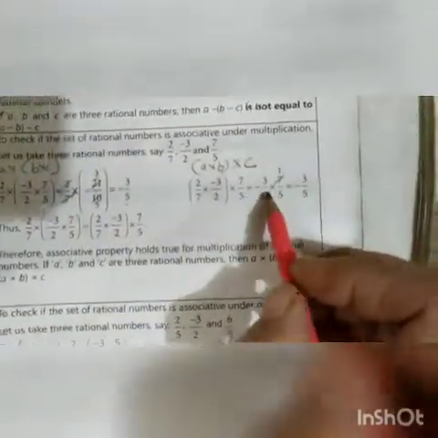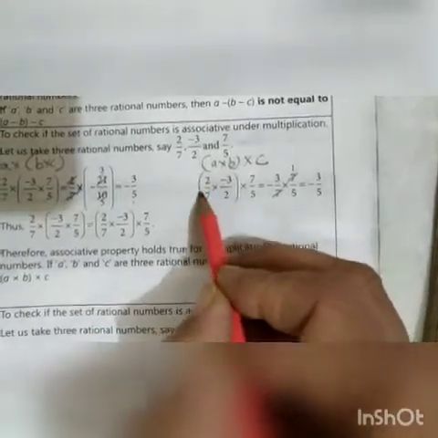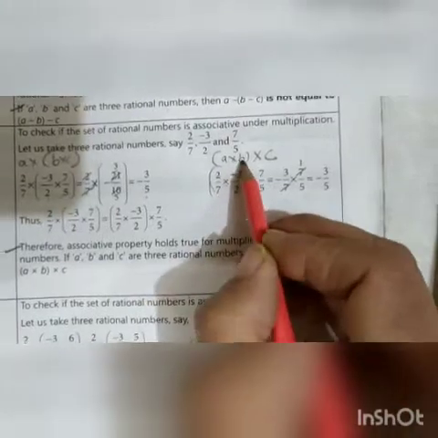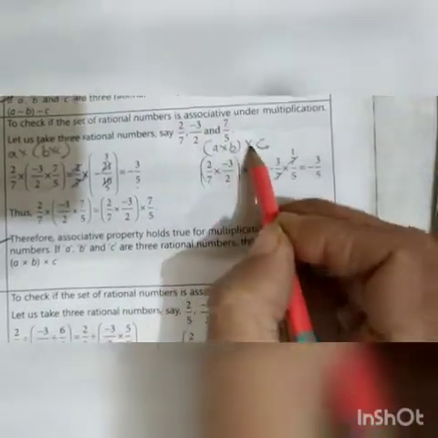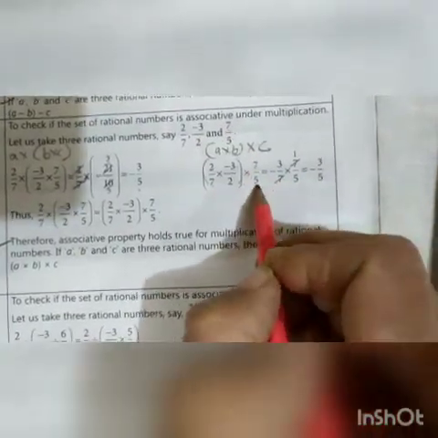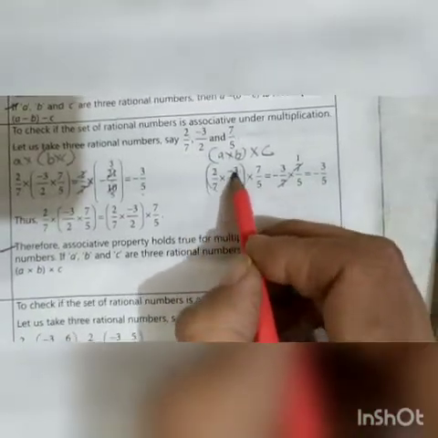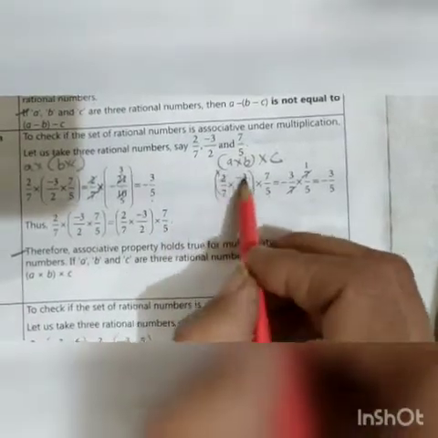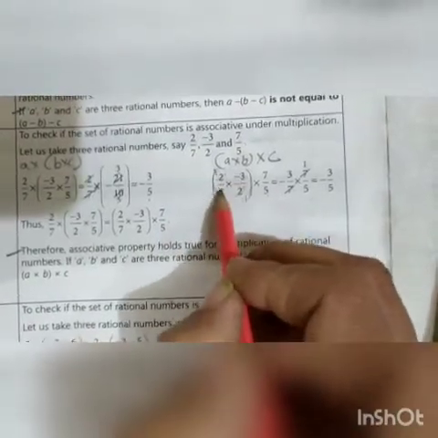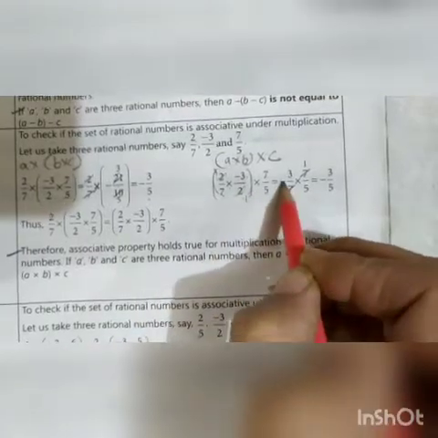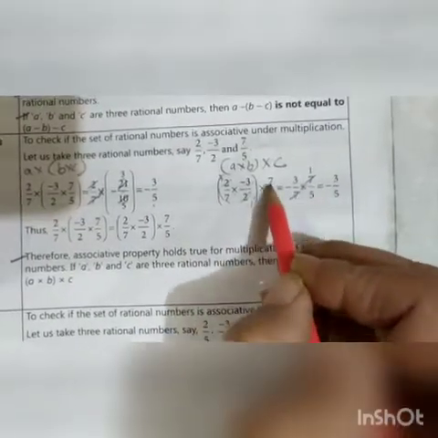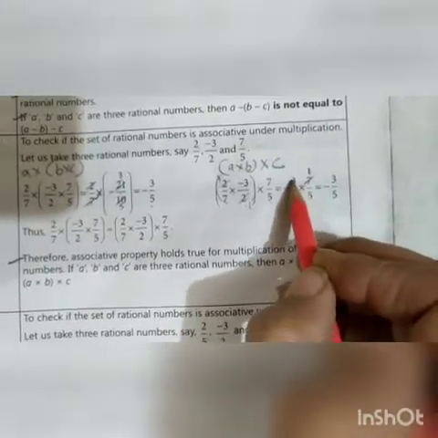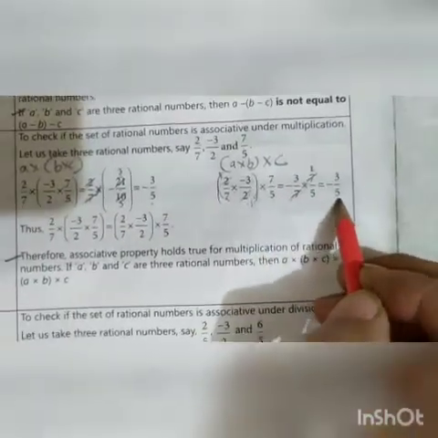Now we will take the right hand side. In the right hand side, first we will solve this bracket. 2 upon 7, A multiply B, is minus 3 upon 2, multiply C, which is 7 upon 5. So in this bracket, what is the simplification? 2 ones are 2, 2 ones are 2. Then 3 ones are 3, minus 3 upon 7 ones are 7. So this is minus 3 upon 7, multiply this 7 upon 5. 7 ones are 7, 7 ones are 7. Then 3 ones are 3, minus 3 upon 5.